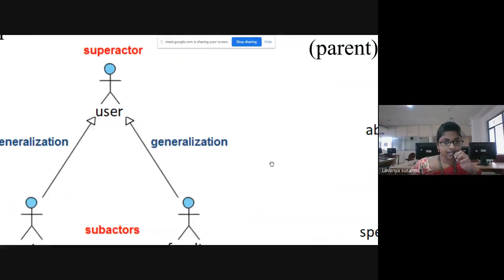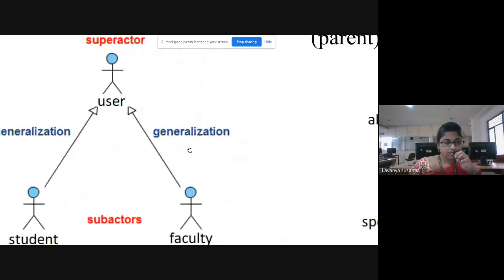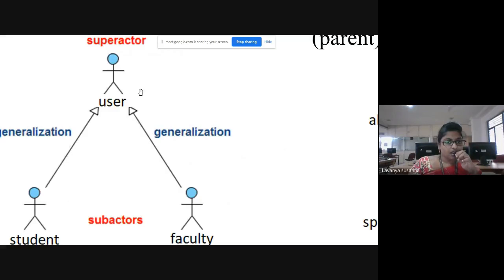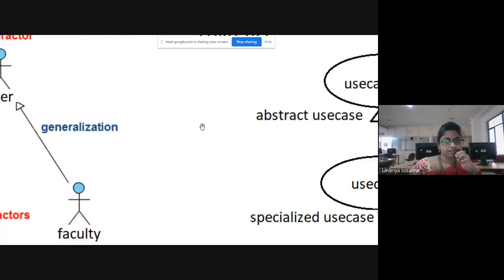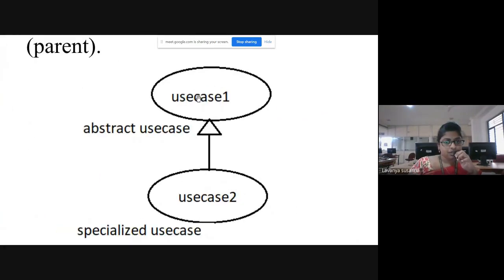Coming to users, here user is called generalized, and student and faculty are called specialized. Coming to use cases, use case 1 is called the abstract use case and use case 2 is called the specialized use case. Here, use case 2 is acquiring the functionalities of use case 1.